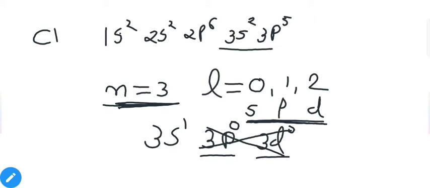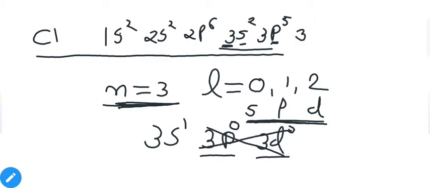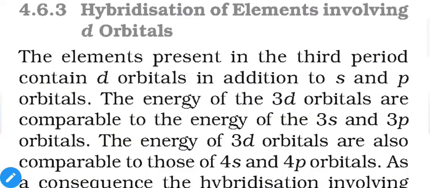So as we can see, in the case of chlorine, we have principal quantum number 3 and we have L equal to 0, the s orbital, and L equal to 1, the p orbital. So it must contain the d orbital as well, but with 0 electrons. That's why we are not mentioning it in the electronic configuration representation of chlorine, but it will be there. If chlorine requires, then it can use it. So as mentioned here, the elements present in the third period contain d orbitals in addition to s and p orbitals.